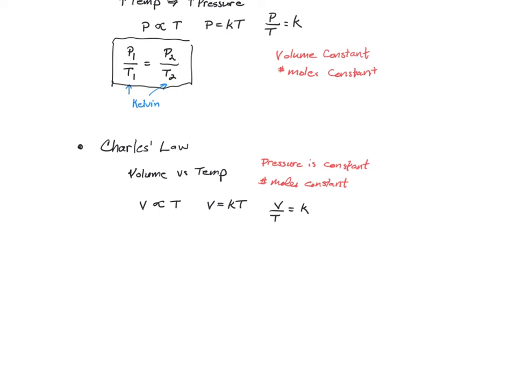So Charles' law has this form, where we have V1 over T1 equals V2 over T2. And what we can say here is that we can use this equation to make predictions about what would happen to the volume of a gas if we were to change the temperature from one temperature to another. Okay, and just like we saw before when we were talking about Gay-Lussac's law, these temperatures have to be in Kelvin.